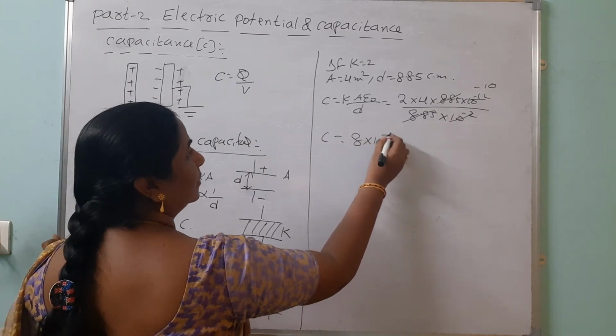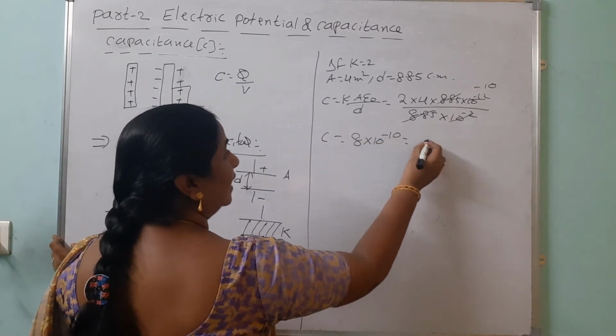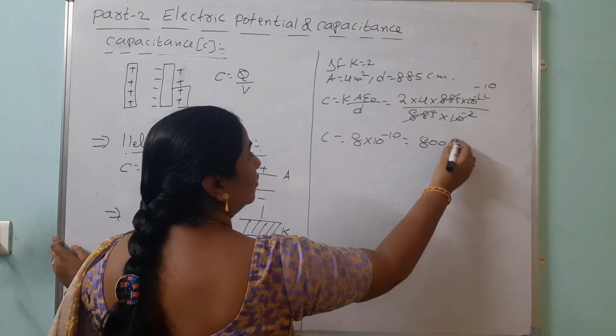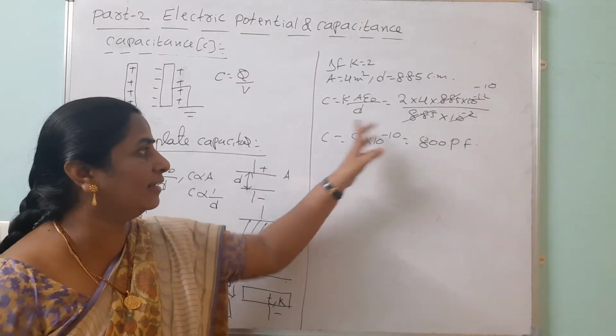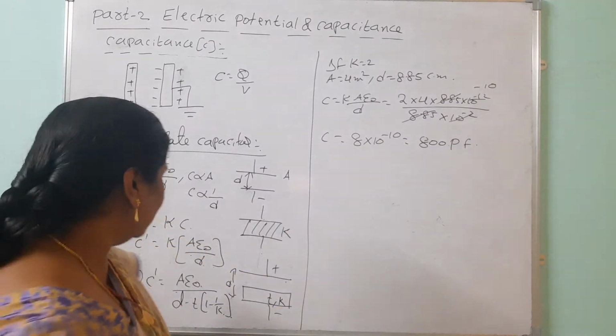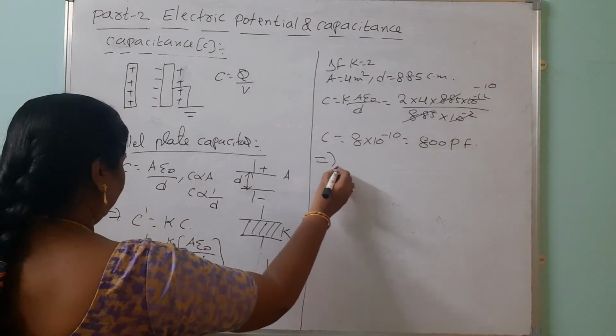8 into 10 to the power of minus 10. It should be right, 800 picofarads also. 800 means here we are taking 10 power minus 12, then we can easily do this one. Suppose then, one more problem we are doing here.